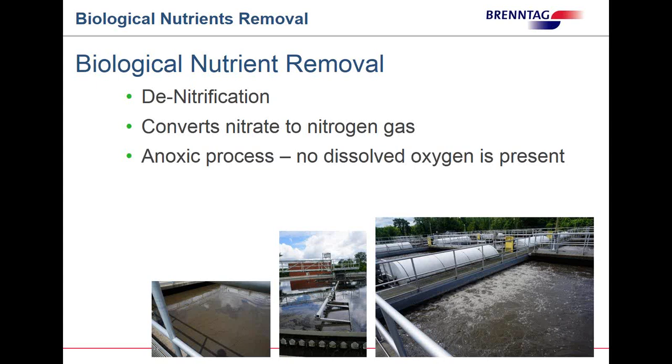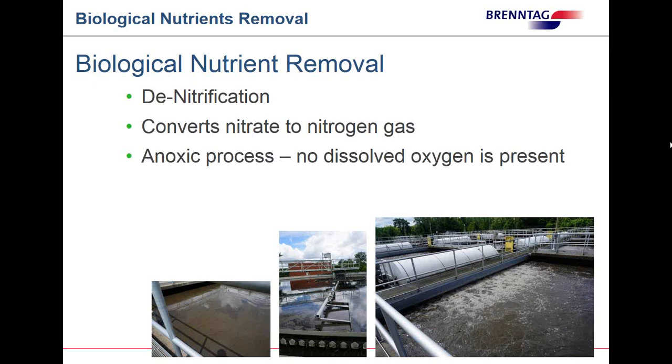Okay, so the last stage in ammonia removal is denitrification. This is a conversion of nitrate to nitrogen gas, which is then released into the atmosphere. This is important as nitrate is our main component in fertilizers. This is also accomplished by heterotrophic microorganisms, but without the presence of oxygen. This is called an anoxic process. No dissolved oxygen is present, so the bacteria now have to use the nitrate as their oxygen source.